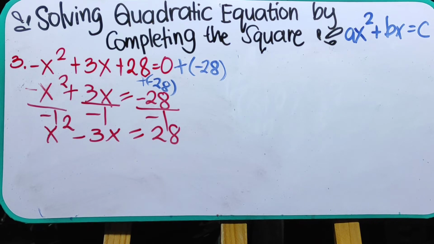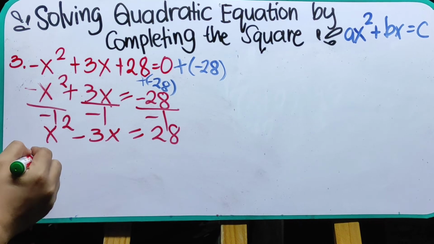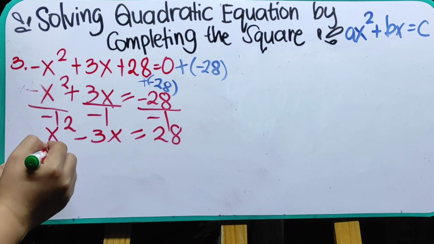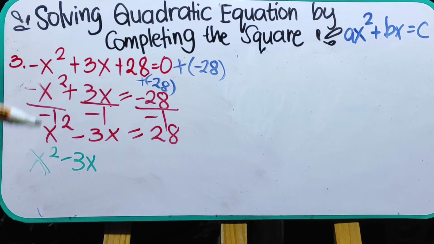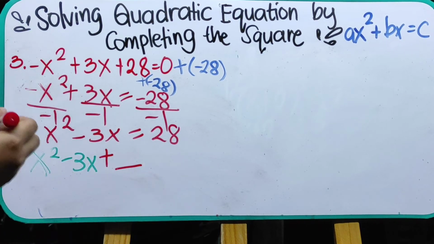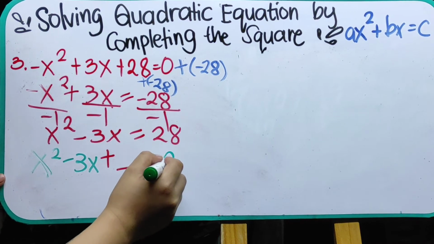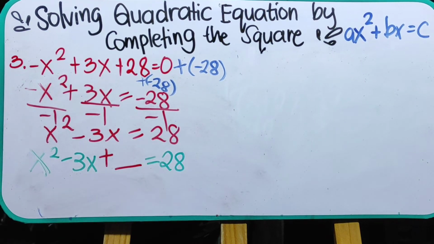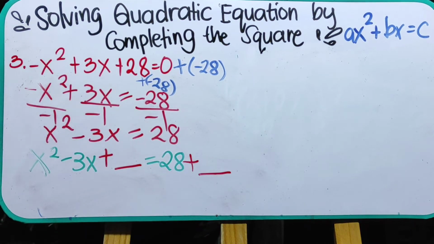So, ang gagawin natin dito, syempre, copy muna natin to. So, magkakaroon tayo ng x squared minus 3x. Okay po. Then, lagay tayo dito kung ano man ang i-add natin dyan, yun din po ang i-add natin dito sa ating right side.